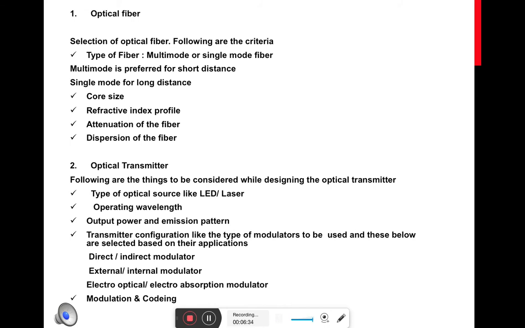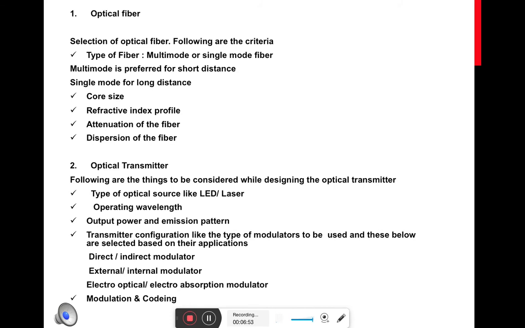The refractive index profile of the optical fiber is another factor, and the attenuation and dispersion of the fiber are other factors that the system engineer should consider when choosing which type of fiber to select for his point-to-point link optical fiber communication system.